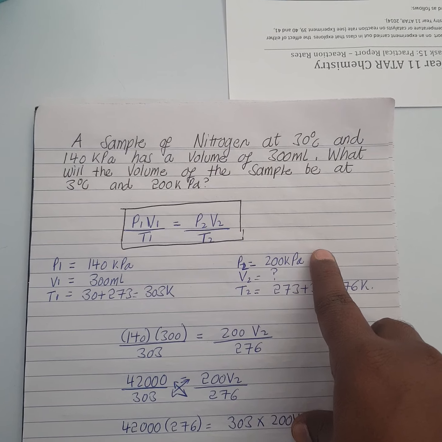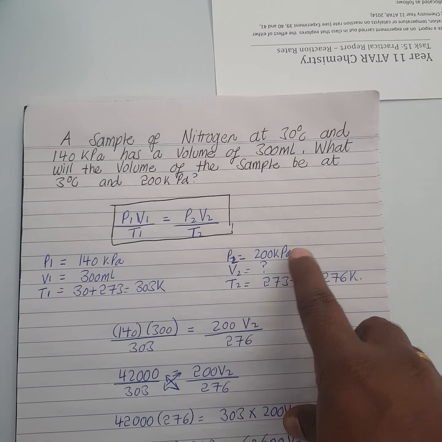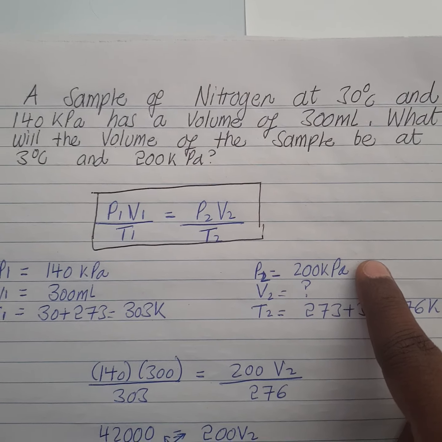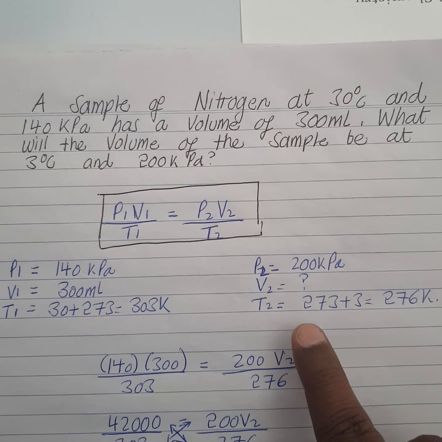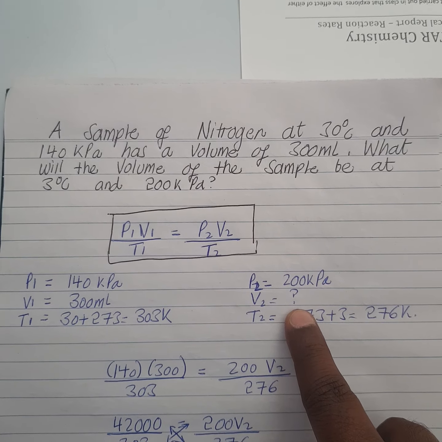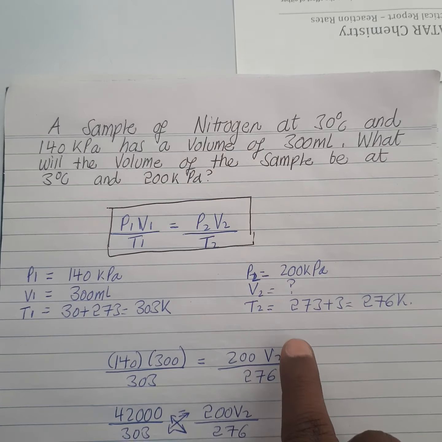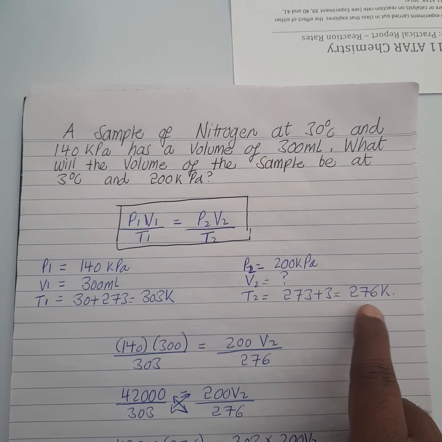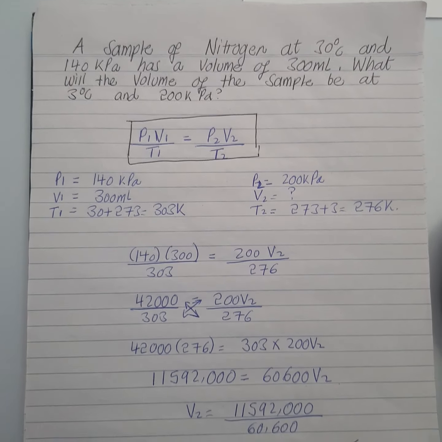The next one here is you need to find out what is P2, V2 and T2. So if you look at P2, we have 200 kilopascals. V2 is what we need to find out because it says what will be the volume. And T2, you've got 3 degrees. You need to add 273 to get 276 Kelvin.